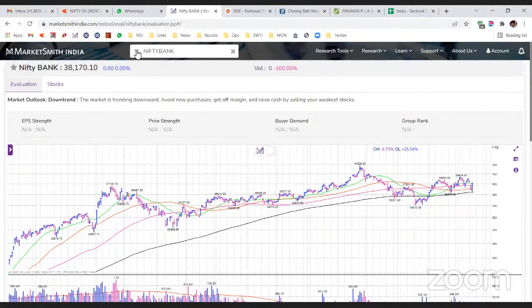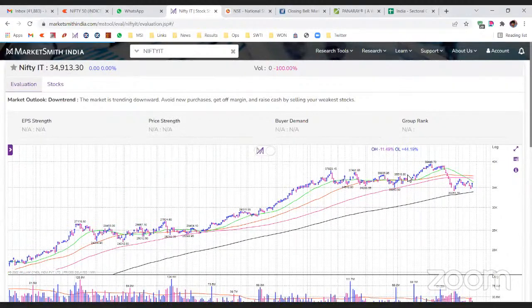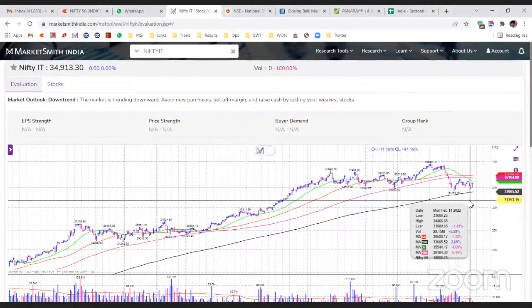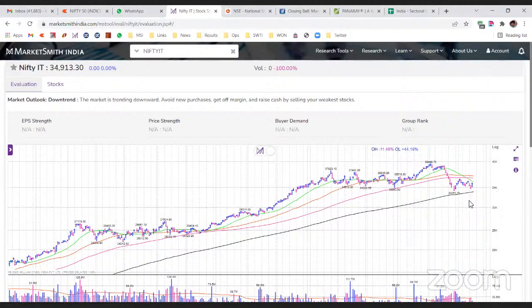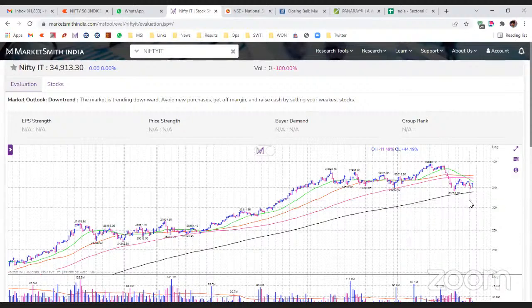I'll take you to the next major index, that is Nifty IT, which has around 18% weightage in the Nifty. Nifty IT and FMCG are mostly called defensive indices compared to the bank and realty and metal indices. Because of their nature, FMCG companies will always have good demand among people, but banks may not have good demand.